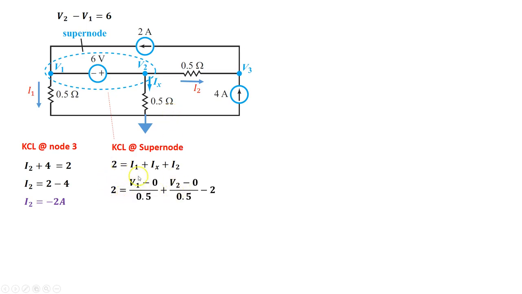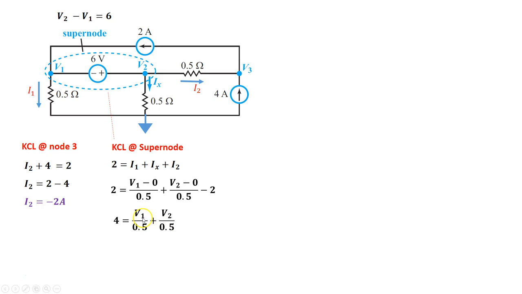So 2 equals (V1 minus 0) divided by 0.5, so that's I1, plus (V2 minus 0) divided by 0.5, that's Ix, and I2 we already calculated as negative 2. So we'll leave it as that. Let's move minus 2 to this side, so 2 minus 2 becomes plus 2 when it moves, so 4 equals V1 divided by half plus V2 divided by half.